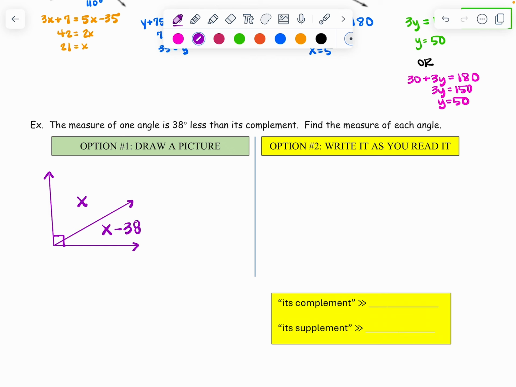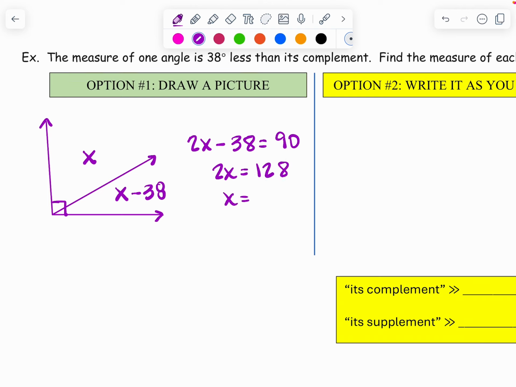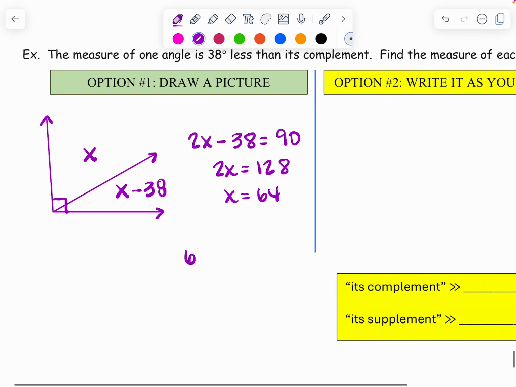So x minus 38, right? 38 less than its complement. And then once I have my diagram, I'm set, right? I can add them together and set them equal to 90 degrees since they're complementary angles, right? And so we're gonna get 2x equals 128, so x equals 64. Right, and so then I know that one of my angles is 64 degrees. The other angle is 38 less, which would give me 26.